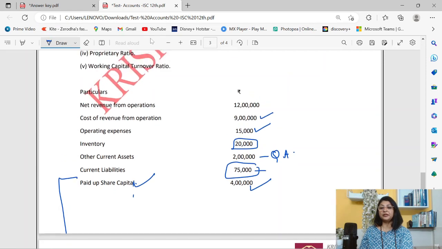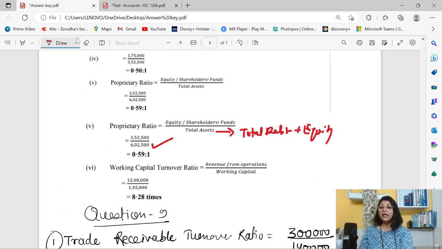For working capital ratio, we had current assets. Now what is the amount of current asset? Amount of current assets was 2 lakh plus 20,000. This 2 lakh 20,000, how come? Inventory plus other current assets, and current liabilities were given very clearly. So your working capital was 1,45,000, whereas your RFO was given clearly, means revenue from operation. So this way we have calculated working capital turnover ratio.